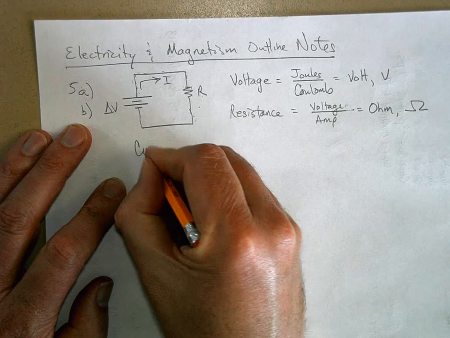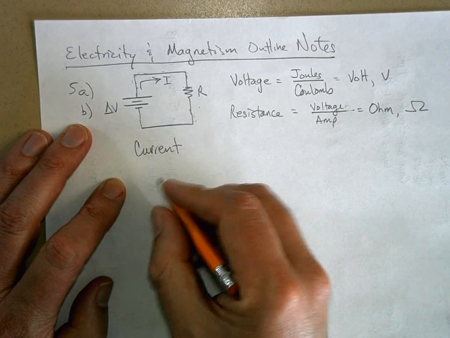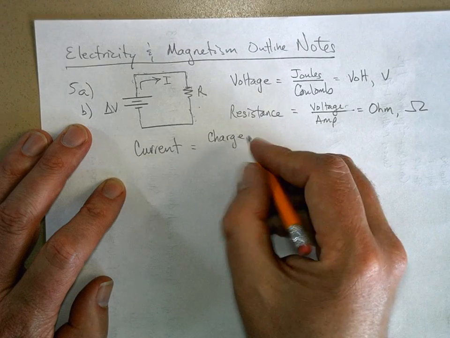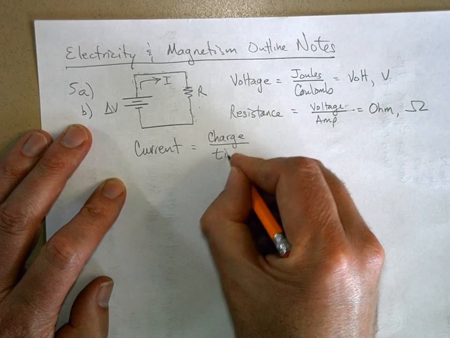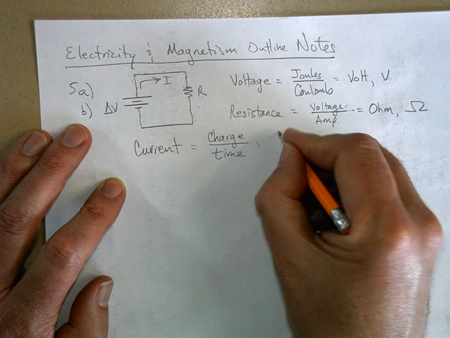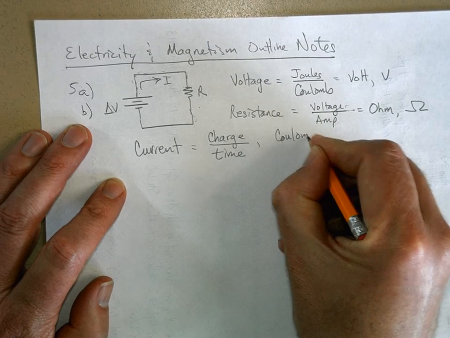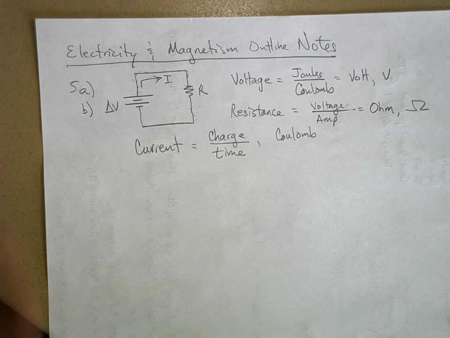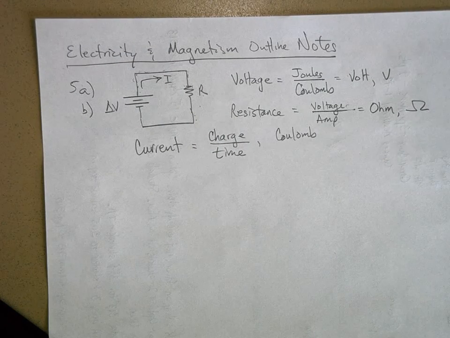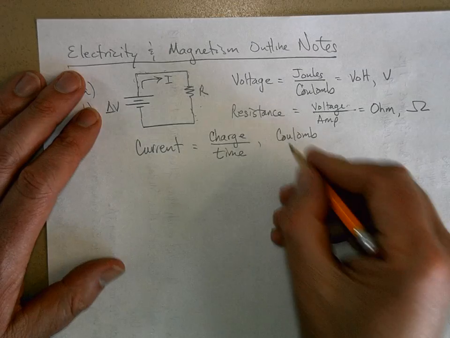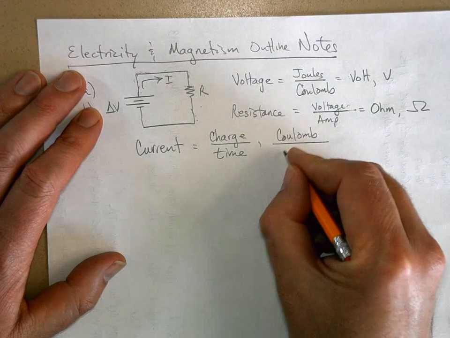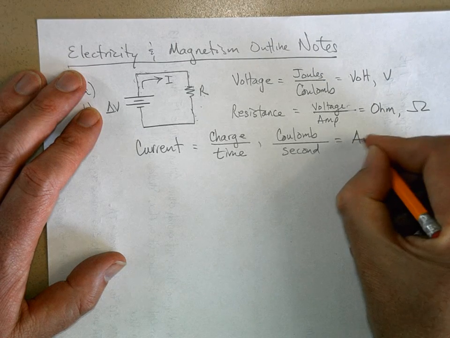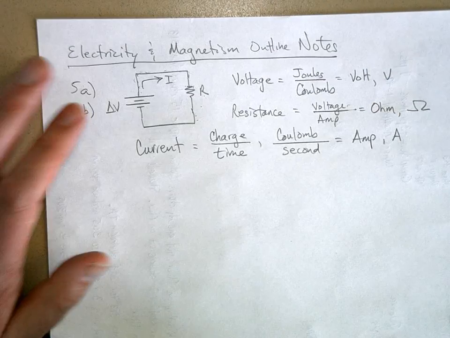Now current is equal to the charge that goes by per unit time. And in units, that's coulombs. Remember, a coulomb is just a big basket of charge. It's our basic unit of charge, and it turns out to be like 10 to the 18 electrons or something like that. It's a big number. Coulombs per second. And what's a coulomb per second called? An amp, abbreviated with an A.